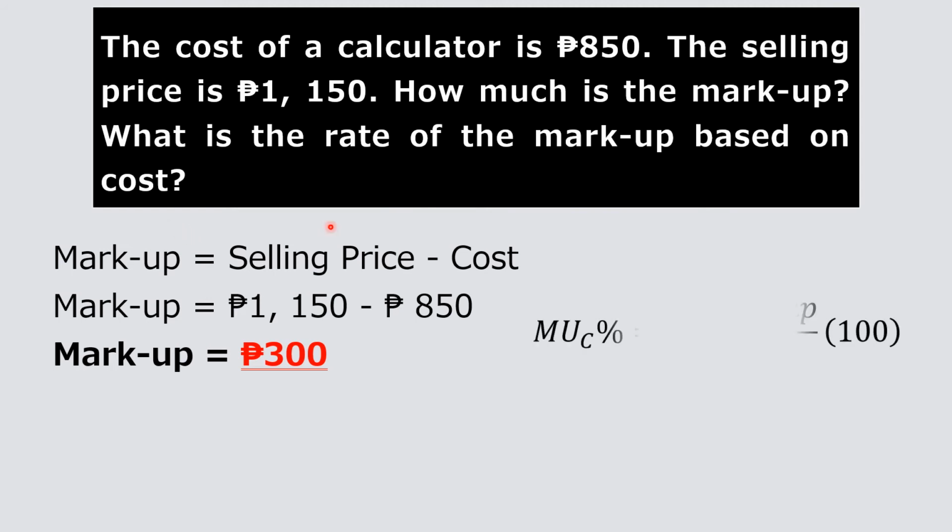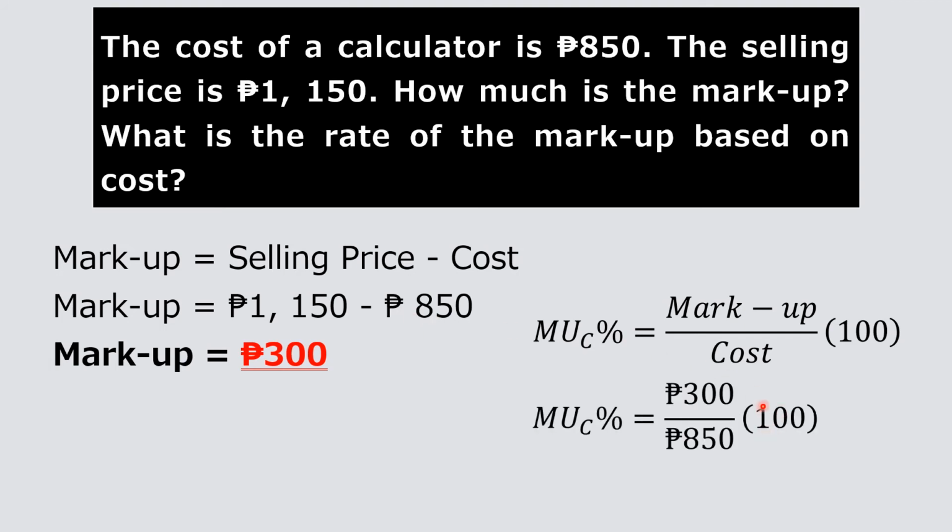So in that case, we will be using this formula. Markup rate based on cost is equal to markup over cost times 100 to get the percentage. Then we substitute the values to the givens. The markup is equal to 300 divided by the cost, which is equal to 850. Then times 100. And then by solving, we will get 35.29%. This is now the markup rate based on cost. So this is now the answer to the problem above.